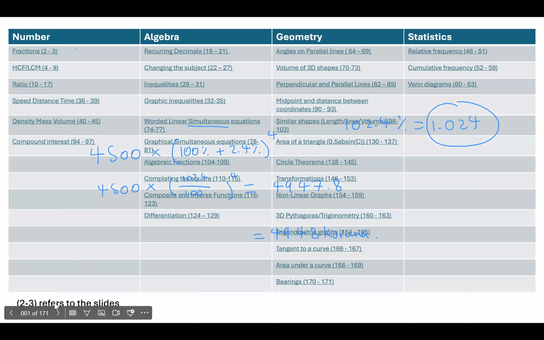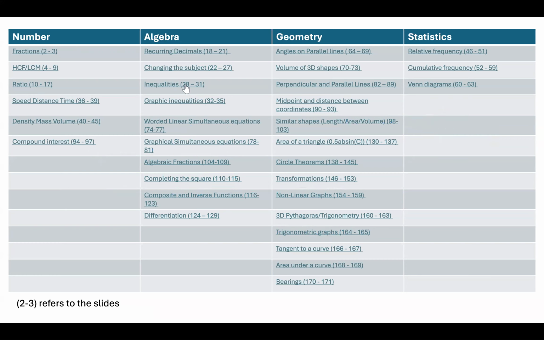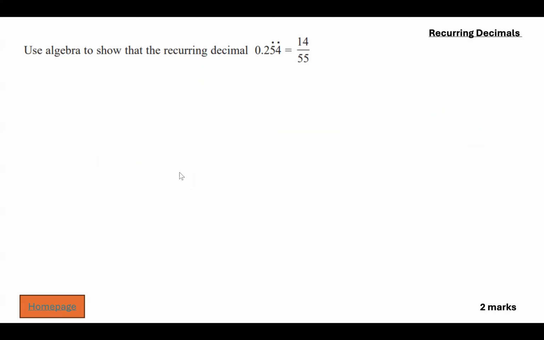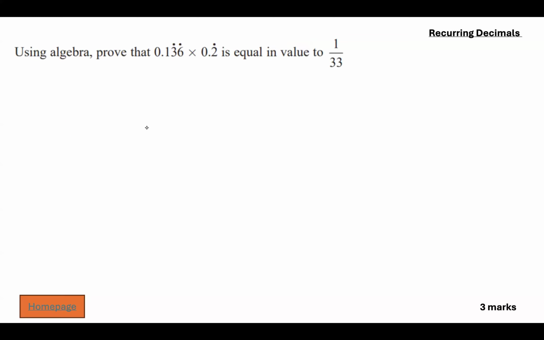Right, moving on, so we can go ahead and do some questions on algebra over here. We'll do one from each section. Right, so use algebra to show that the recurrent decimal is as follows. And in fact, rather than doing this question, I'm going to do the one after, which is slightly more difficult. But the same principle applies here.